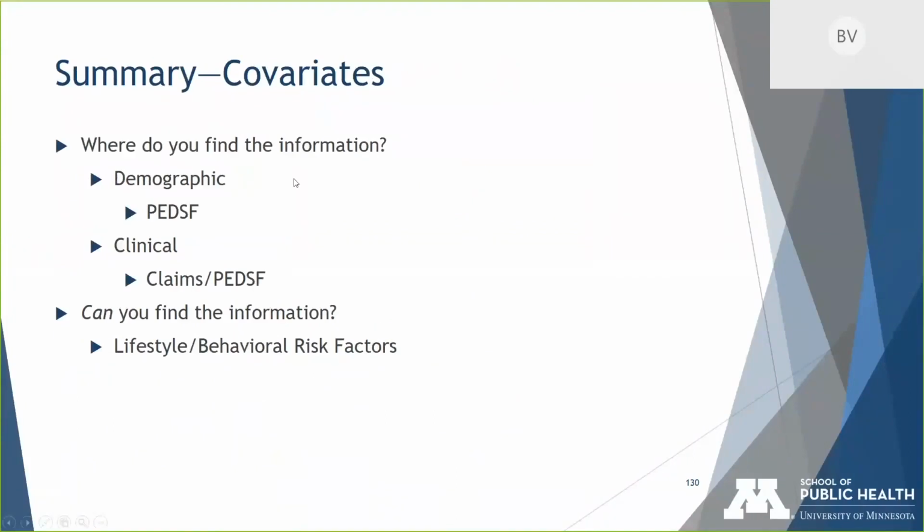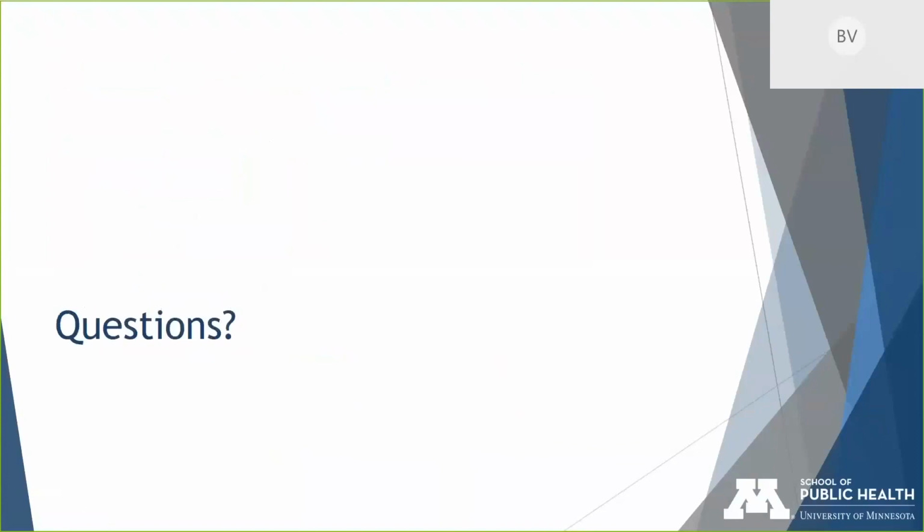So when we're looking at our covariates, we have to think about where we're going to find the information. The demographic information is often available on the PEDSF, and the summed-denom file if you have a control population. Clinical information can be gleaned from the PEDSF and also from the claims, like comorbidity measures. And then you just have to think, can you find the information? So for lifestyle and behavioral risk factors, understanding what does appear and what doesn't appear in the claims is important. I think that's all, and we have some time for questions.